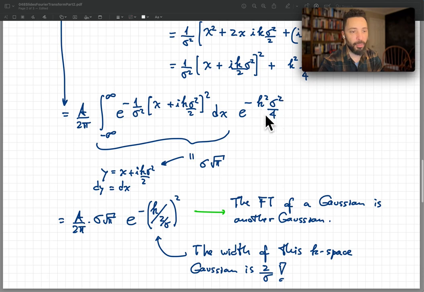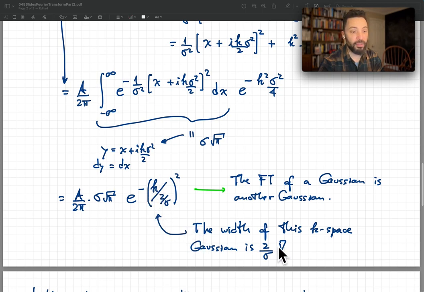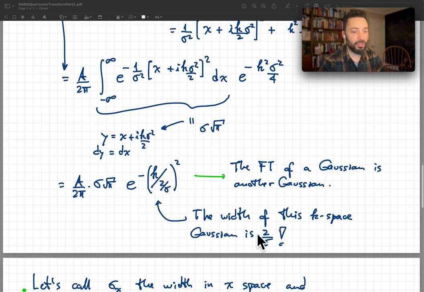It's the same thing I wrote up here, but it's just rewritten so as to make it appear in the denominator. And so the width of this Gaussian then is 2 over sigma. So the width of the Gaussian in k space is 2 over sigma. So again, once we get to this point, in fact already here, we have proven that the Fourier transform of a Gaussian is another Gaussian, but now we've identified the width. And the width is 2 over sigma, where sigma is the width of the original Gaussian.